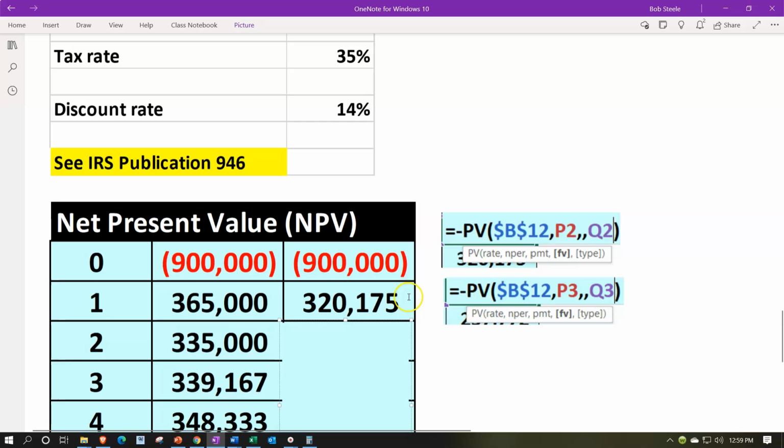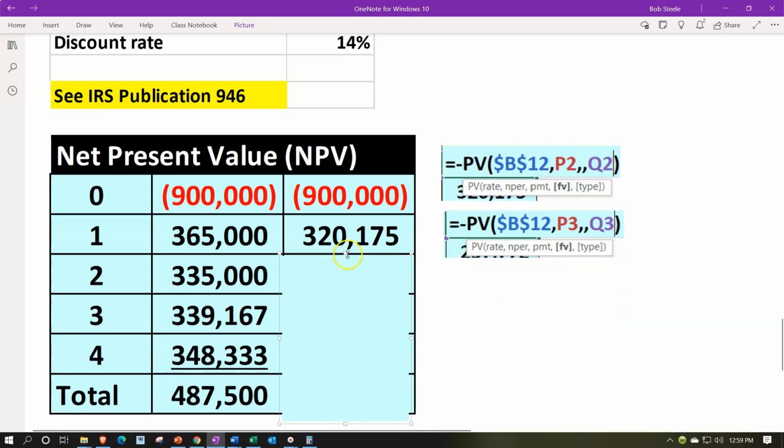If I copied this formula down, it would be present value. The rate is the same, the 14%, because it's absolute here, comma, number of periods is now 1, and it was copied down, so you can see the cell reference moved down. And then we have comma, comma, and the future value, now cell reference moved down from 900 to this 365,000. If we do that on down, the 335,000 discounted 2 years back at the 14% is 257,772.